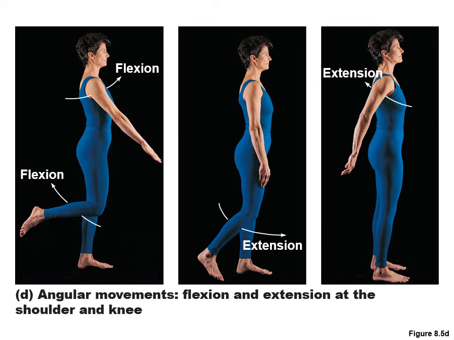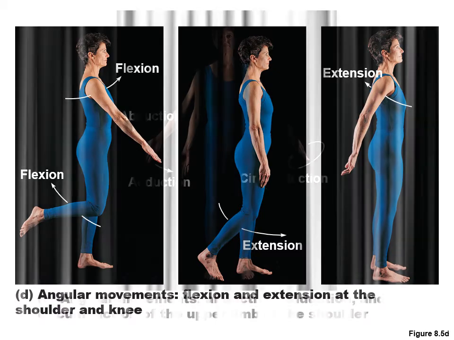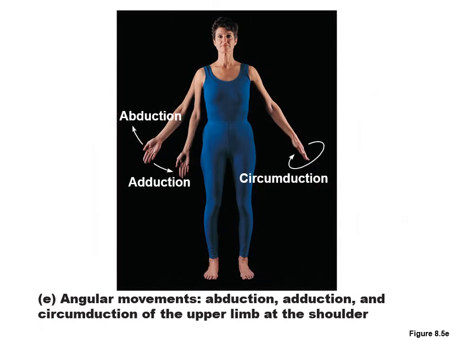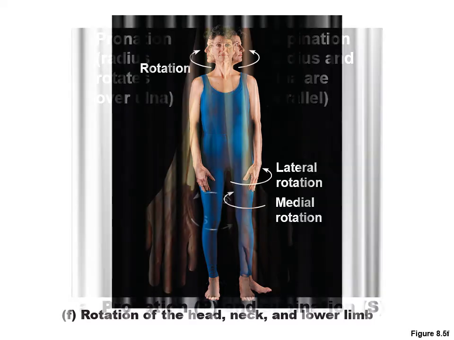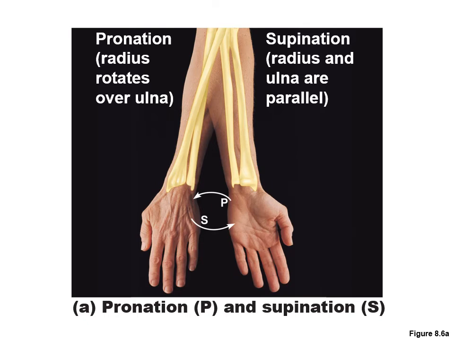Alright, still the same. This is the flexion and extension at the shoulder and our knee. Okay, this is the angular movement of the abduction, adduction and circumduction. Okay, you can do the rotation. Okay, leg rotation, lateral and medial rotation. And then you can do the pronation. The pronation is the condition where radius rotates over ulna. So supination when the radius and ulna are parallel.